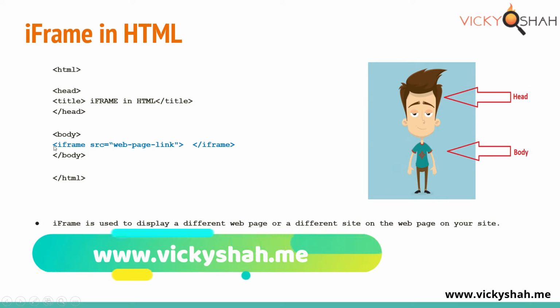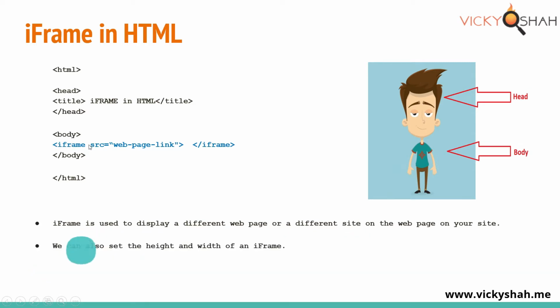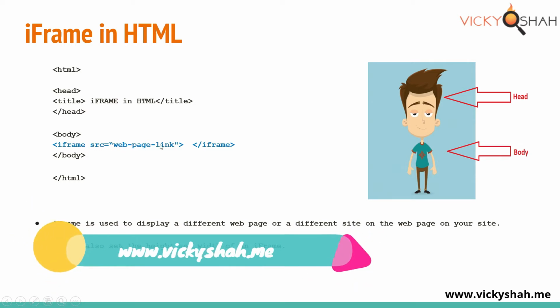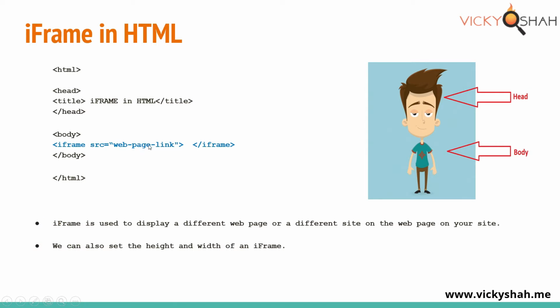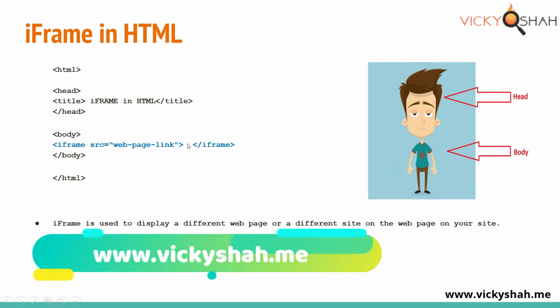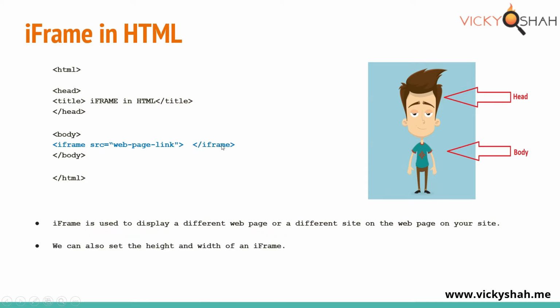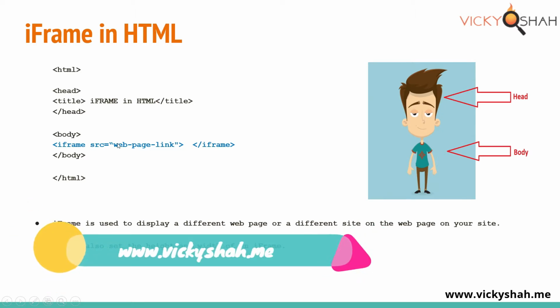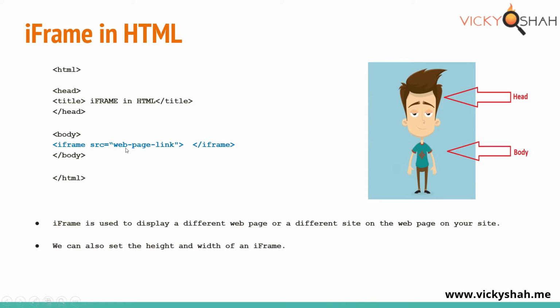In the body tag, you will add the iFrame tag. The iFrame tag should start with iFrame and then src equal to, and then you should add the link of the other site or the other web page that you want to display here. And this should be in quotations. Well, this was the opening tag, and then there should be a space, and then there should be the closing tag, which should start with /iframe. You should not add anything in between the opening and the closing tag. The other website that has to be displayed or the other web page that has to be displayed should be here between the src tag.